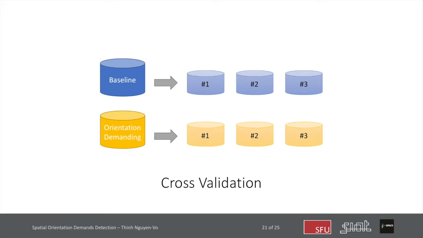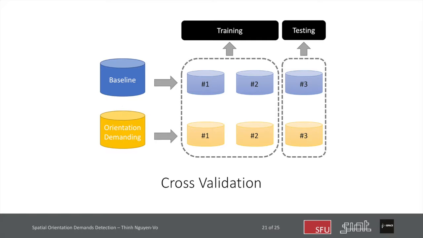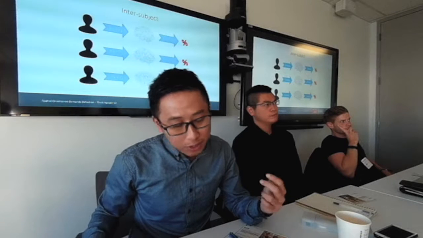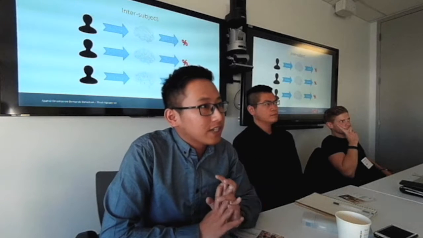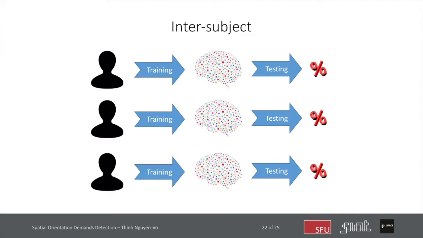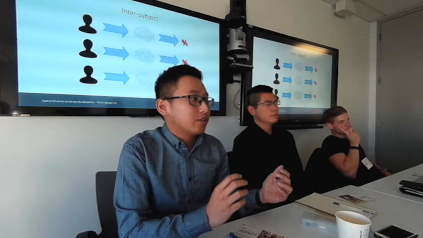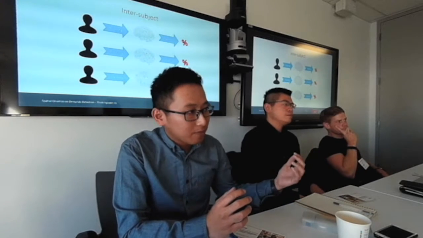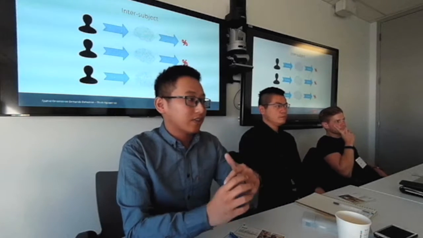In order to validate the detection model, we use cross validation. All the data was randomly divided into 3 folds. 2 of them were used for training and the remaining 1 used for testing. And we evaluate in 2 modes. In the inter-subject mode, we train a separate network for every participant and only use the data from that specific participant to test the relevant network.